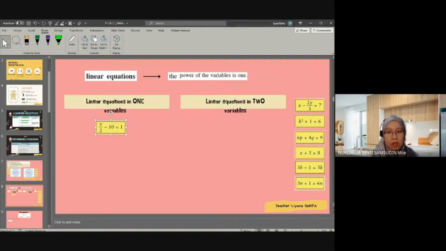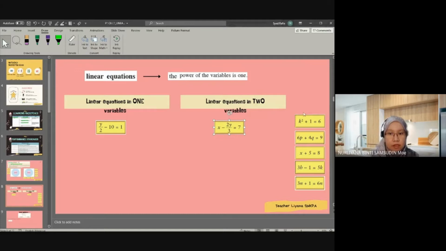In this example, we have x and we have y, meaning we have two variables. The power of x and the power of y are both 1. So this is a linear equation in two variables.